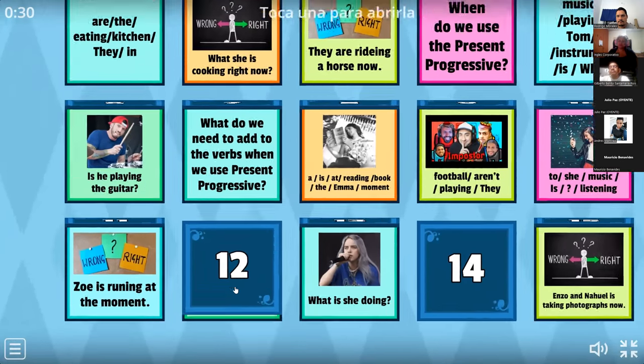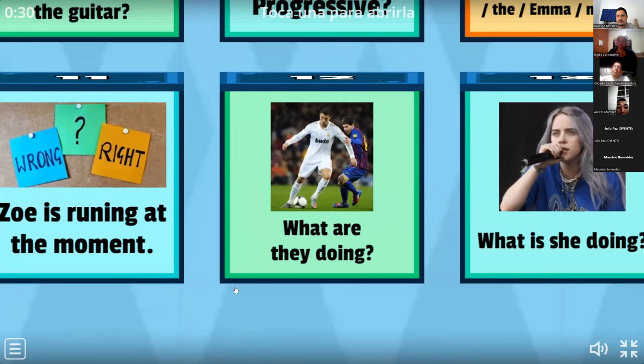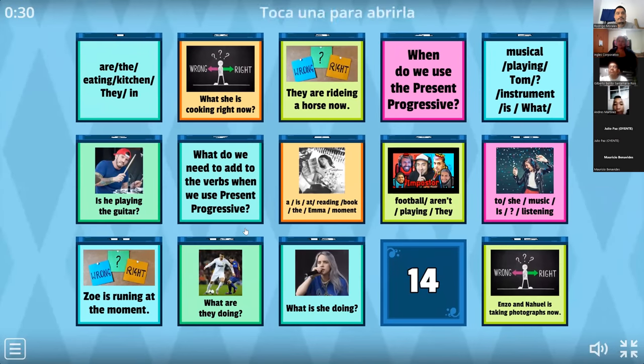Number 12. What are they doing? It's a question for you. They are playing soccer. Good. Yes, they are playing soccer. Okay, good. Now number 14.